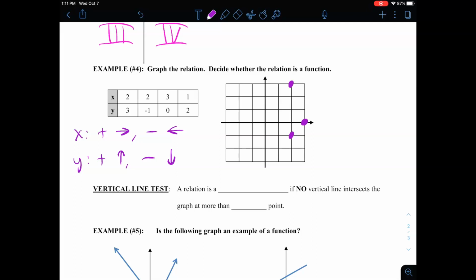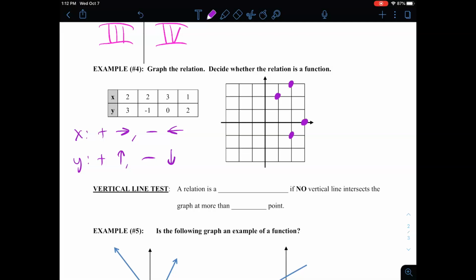If it were 0, 3, we wouldn't go left or right at all. We would go up 3, and that'd be 0, 3. Be careful with those. Don't mix those up. Do exactly what it says. X is left or right, so we're going to go right 3, and we're not going to go up or down at all with the y equals 0. All right, now we got 1, 2. Positive 1, right 1, up 2. And there's our points.